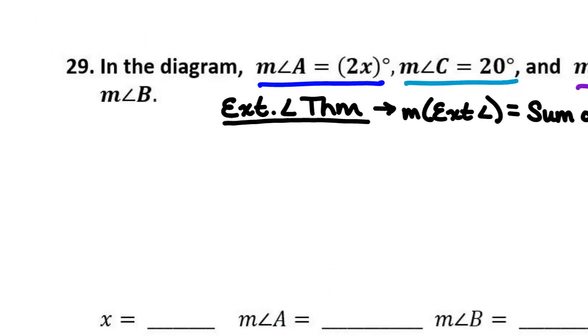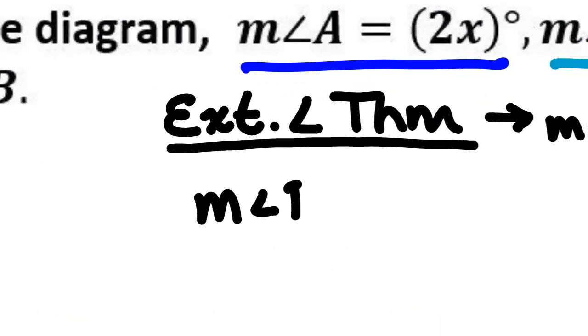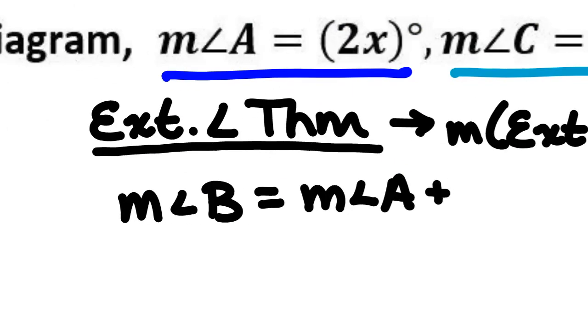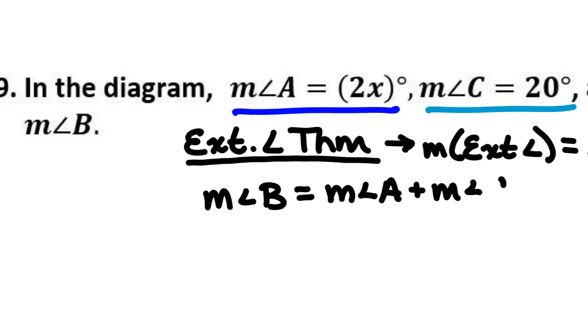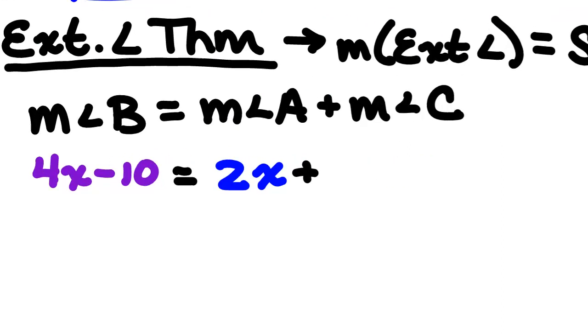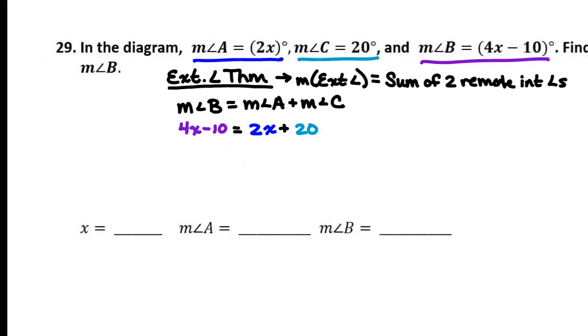So to set up this equation, I'm going to have the measurement of angle B, that's my exterior angle, equal to the sum of my two remote interior angles. So the measurement of angle A plus the measurement of angle C. In the place of angle B, we're going to put 4x minus 10. In the place of angle A, I'm going to put 2x. And in the place of angle C, we're going to put 20. And now we're going to solve this for x.